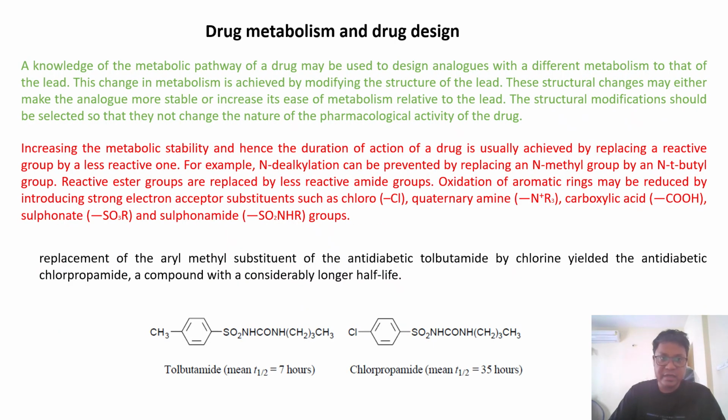So, drug metabolism and drug design. A knowledge of the metabolic pathway of a drug may be used to design analogs with different metabolism to that of the lead. This change in metabolism is achieved by modifying the structure of the lead. These structural changes may either make the analog more stable or increase its rate of metabolism relative to the lead. The structural modifications should be selected so that they do not change the natural pharmacological activity of the drug.